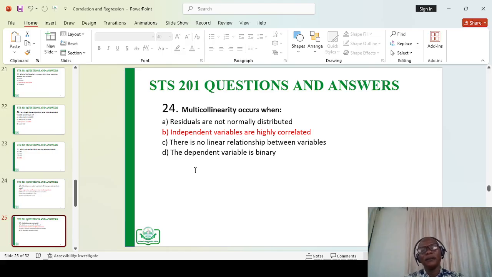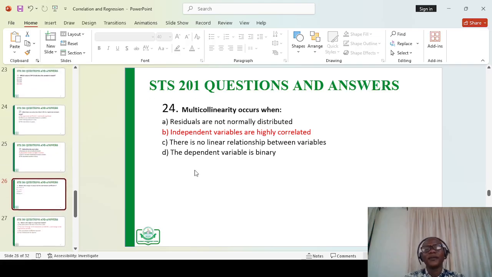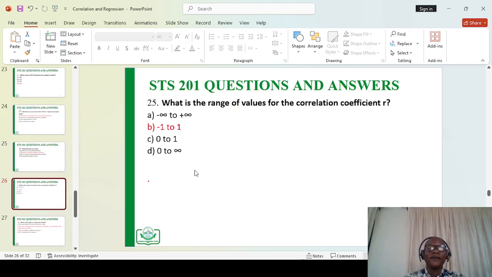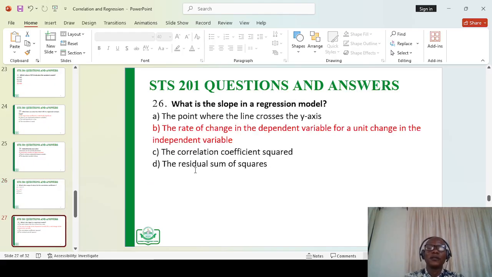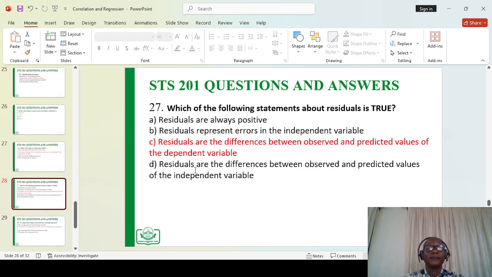Multicollinearity occurs when independent variables are highly correlated. Then you have what they call multicollinearity. Number 25, what is the range of values for the correlation coefficient R? It ranges from -1 to 1. So B is the correct answer. What is the slope in a regression model? The slope simply means the rate of change in the dependent variable for a unit change in the independent variable. So B is the correct answer.